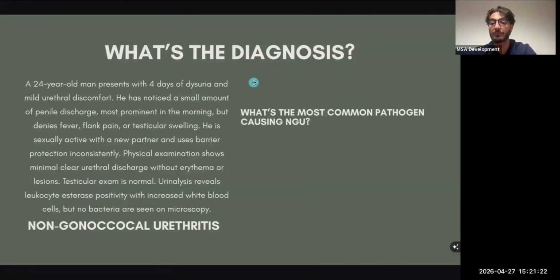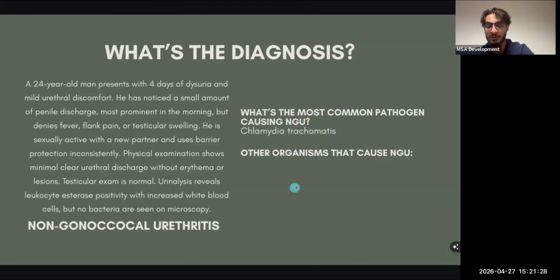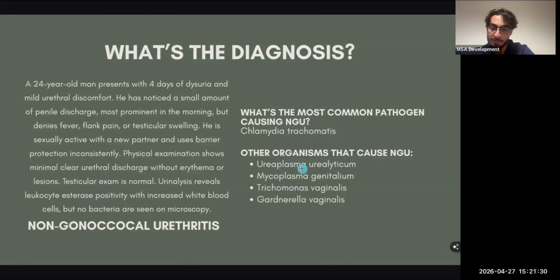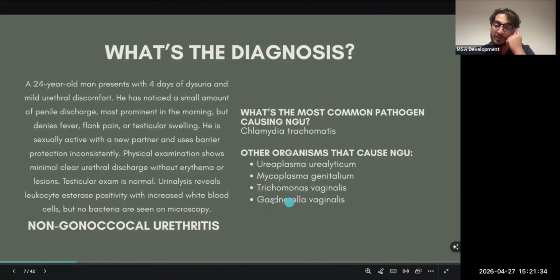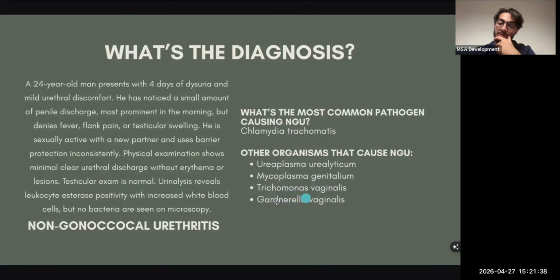Okay. Now, what's the most common pathogen causing non-gonococcal urethritis? The answer is chlamydia. And what are some of the other organisms? We have ureaplasma, mycoplasma, and then the other two, which are very important, we'll talk about soon: Trichomonas or Gardnerella. Trichomonas, you don't really see it in males, or Gardnerella, but they can cause urethritis in females, these bottom two.